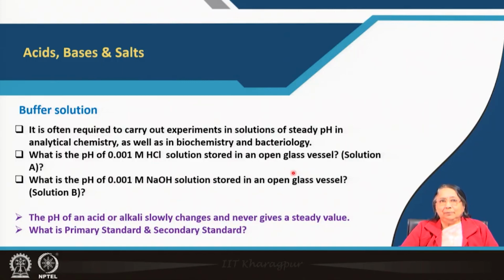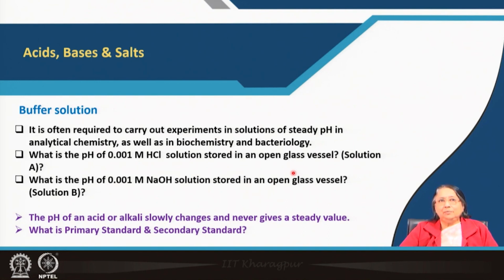Sometimes in the atmosphere, because it is an open glass vessel, carbon dioxide may come, ammonia may come and it can dissolve in the water. So, it has an effect and it will change the pH. That means pH will not be a constant, with time it will change. That is why they are not primary standard or secondary primary standard.